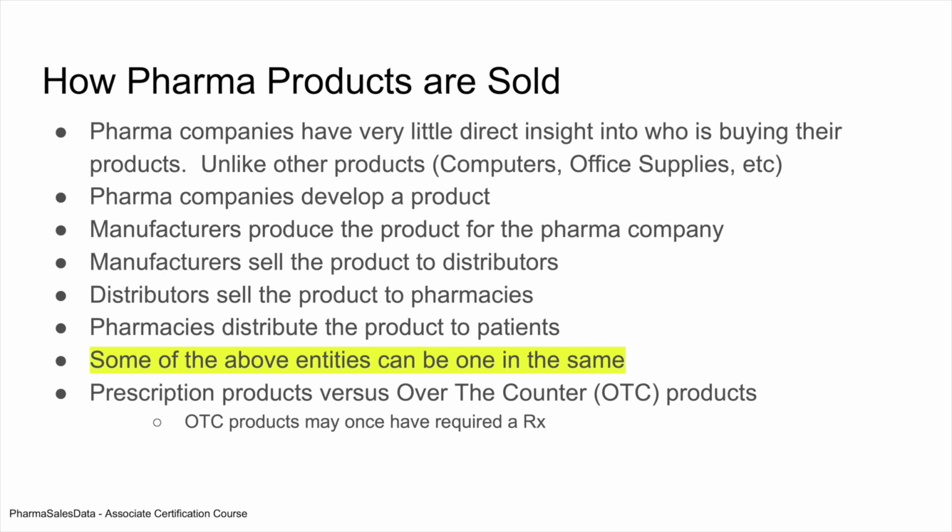The other thing we want to discuss quickly is prescription products versus over-the-counter. Over-the-counter products are products that you don't need a prescription for, an RX for. Now, many OTC products were once prescription products, but what happened was over time they were seen to be safe, and it was thought that patients could make rational decisions with OTC products, and therefore a prescription product became over-the-counter.